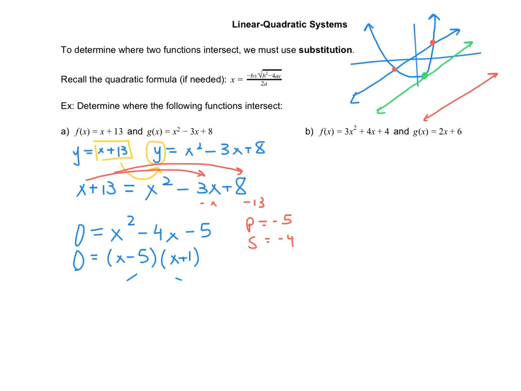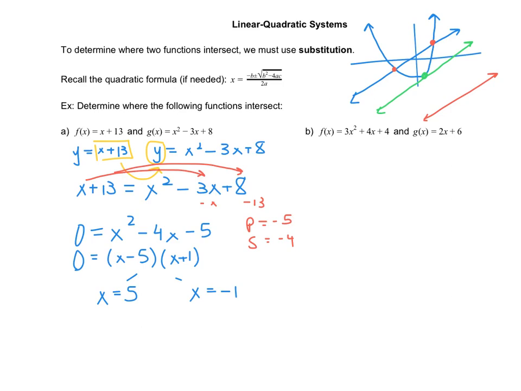So for the first bracket, when I bring that negative 5 over, I'm going to have x equals 5, and for the other one, x equals negative 1. Now, this means that there are 2 points of intersection, and we do need the full coordinate, which means we're going to have to sub in 5 for x and negative 1 for x to solve for the coordinate fully. You can pick which equation you want to sub it into, the line or the parabola.